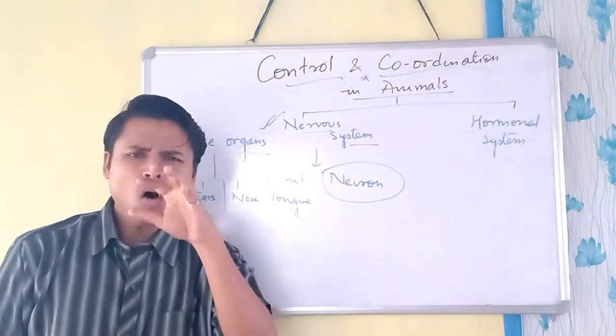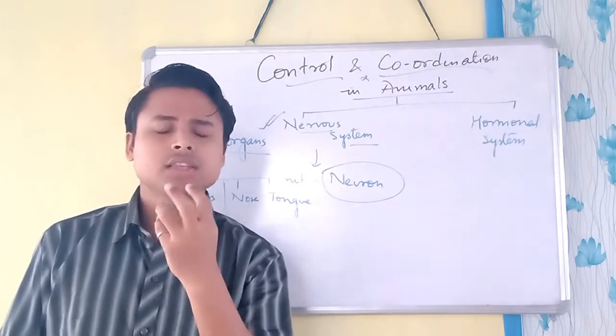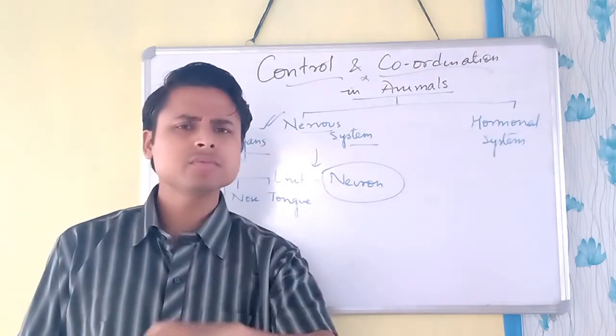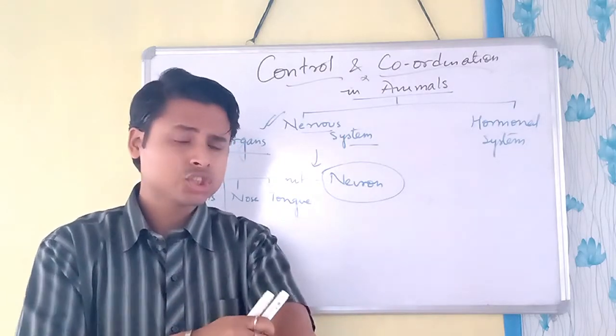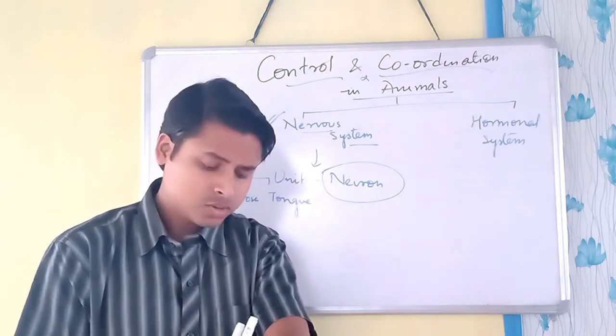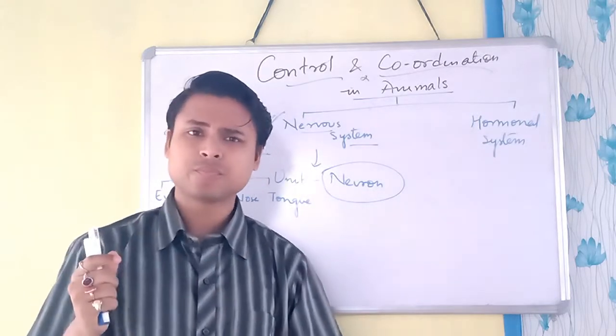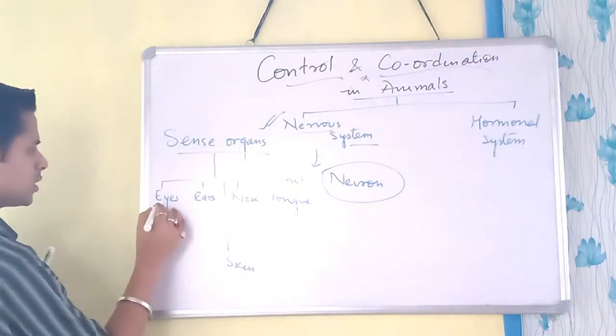Now, all these sense organs have receptors, right? The receptor's function is to receive the information. If I'm touching my skin, I feel that I have touched, right? This is pressed, someone has touched. So the skin has receptors. The eyes have receptors, right?